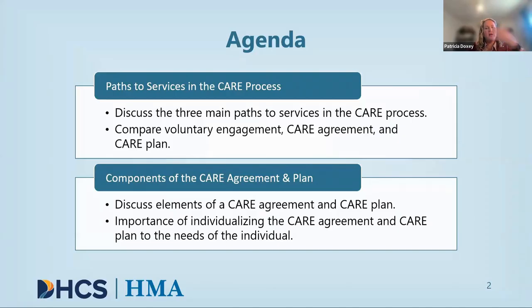In the first section, we're going to focus on what the paths to services are in the care process and describe how people will move through the process as a way to connect them to services. Those are primarily voluntary engagement, a care agreement, or a care plan. We'll talk more about those in a moment.